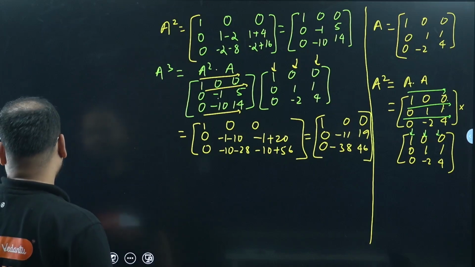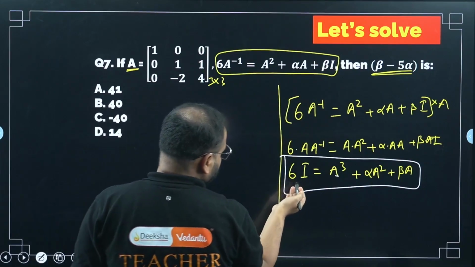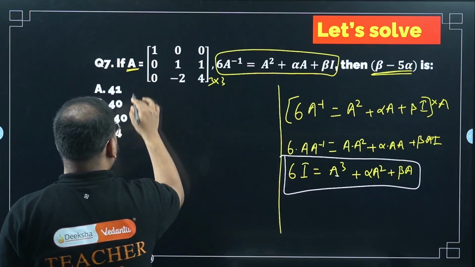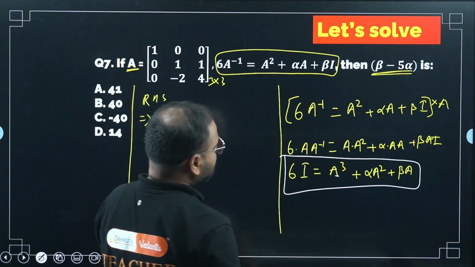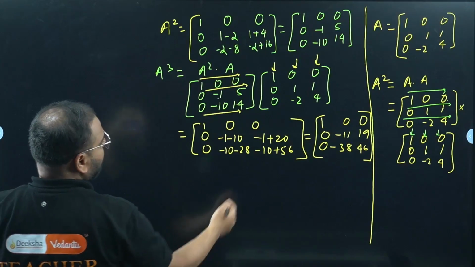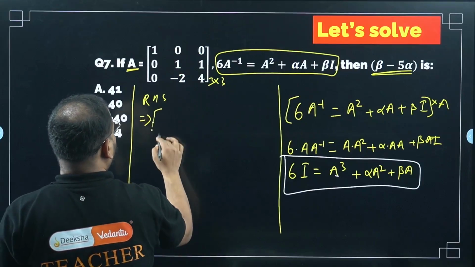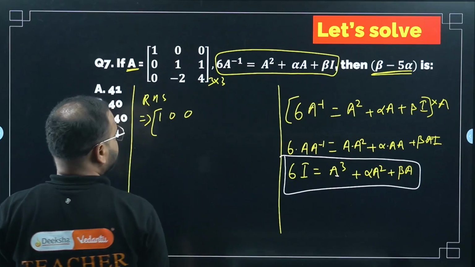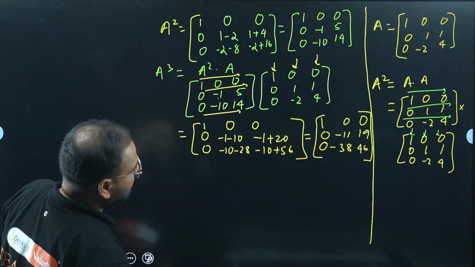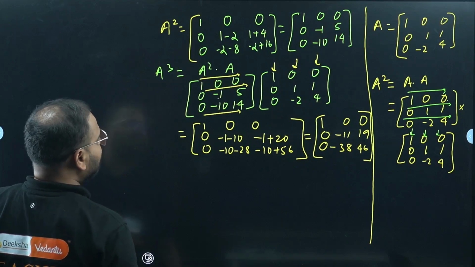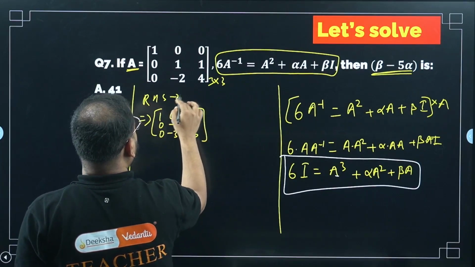Now A cube also I have. So if I'm writing here, check here, I'm writing this same expression here, so I'll not write the LHS part. That I'll write later. Let me write RHS only. How will that look? So A cube: 1, 0, 0, 0, minus 11, 19, and 0, minus 38, 46. This is my A cube.